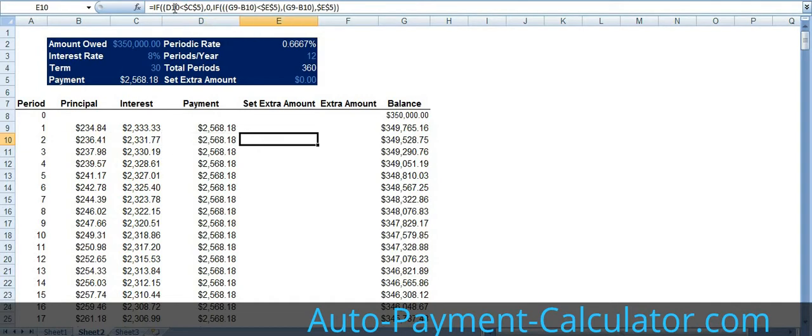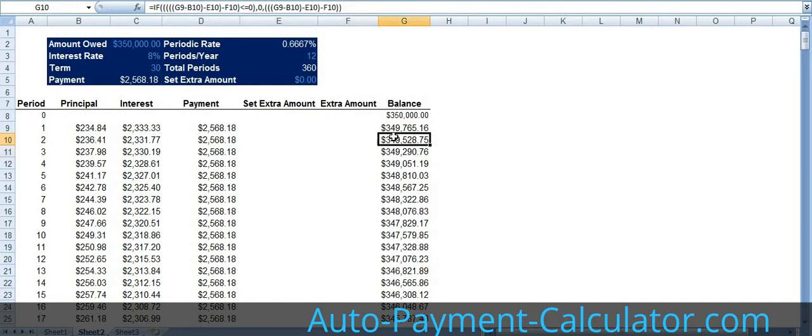The set extra amount as well is interesting. We check and see if this is less than that. If so, we put zero. Otherwise, we check the previous balance minus the principal and see if it's less than the extra payment. If it is, we take the balance, subtract the current principal, and put that for the set extra payment. Otherwise, we pay the payment.